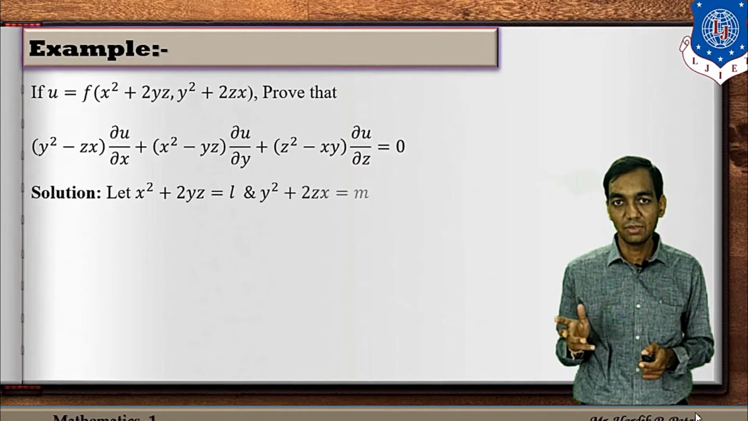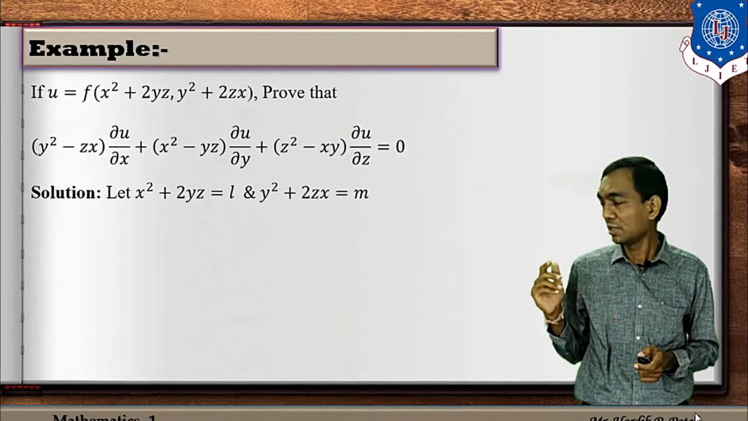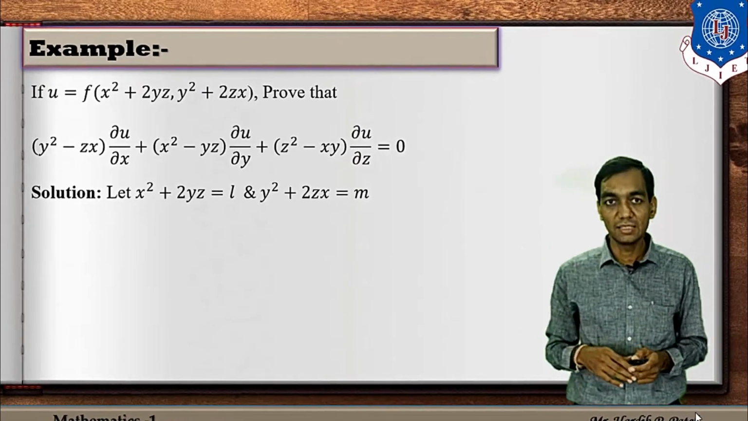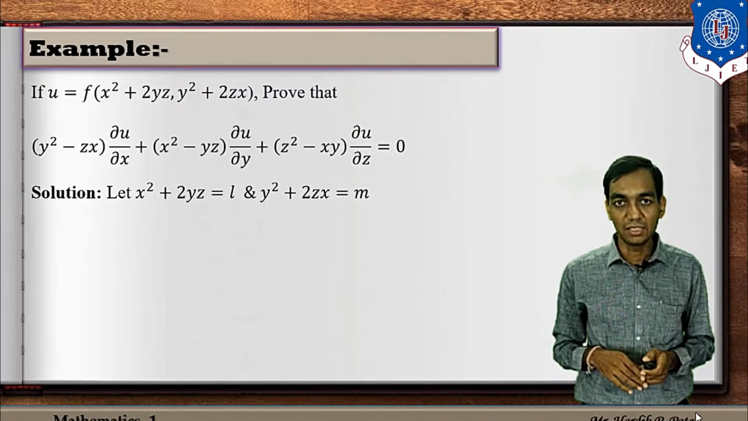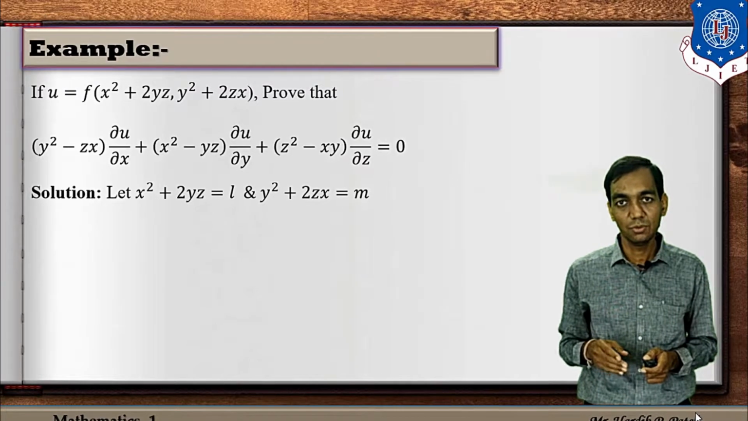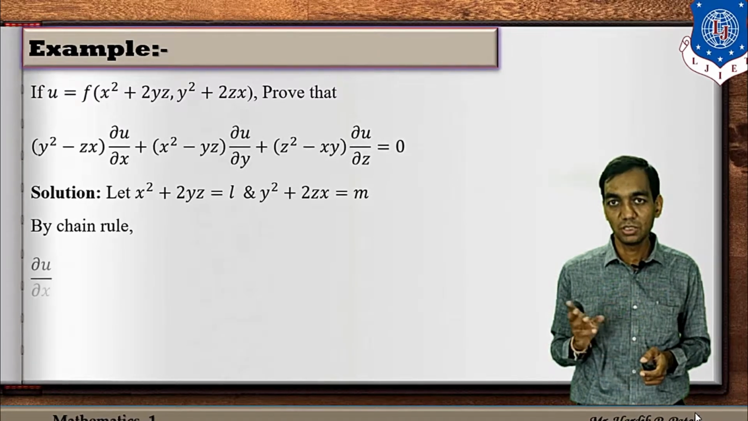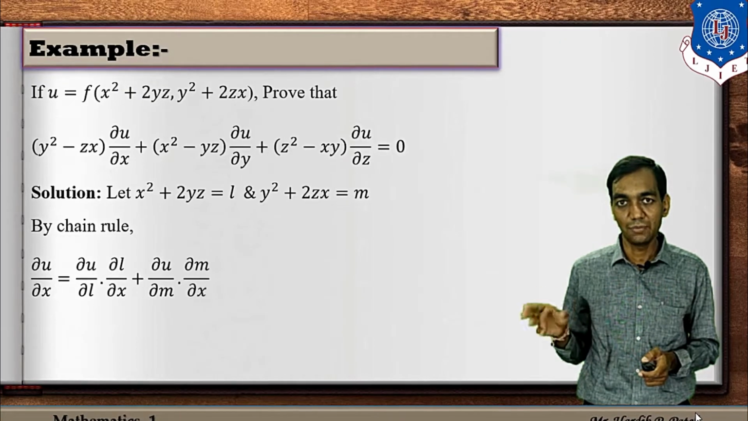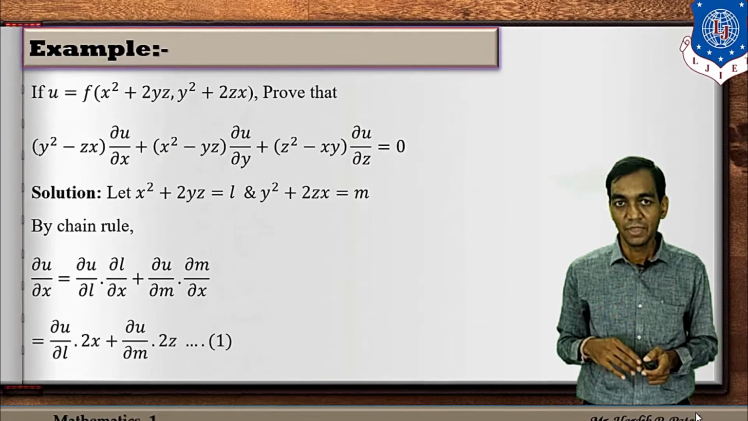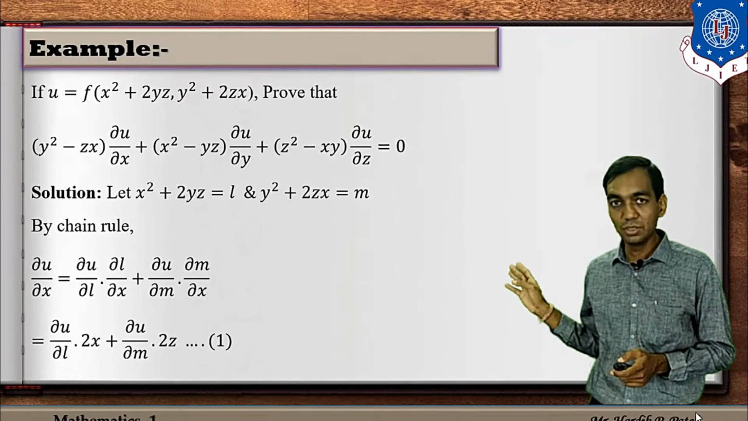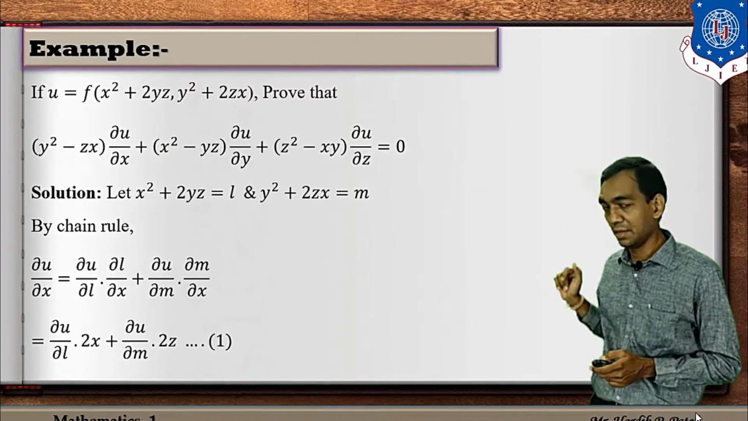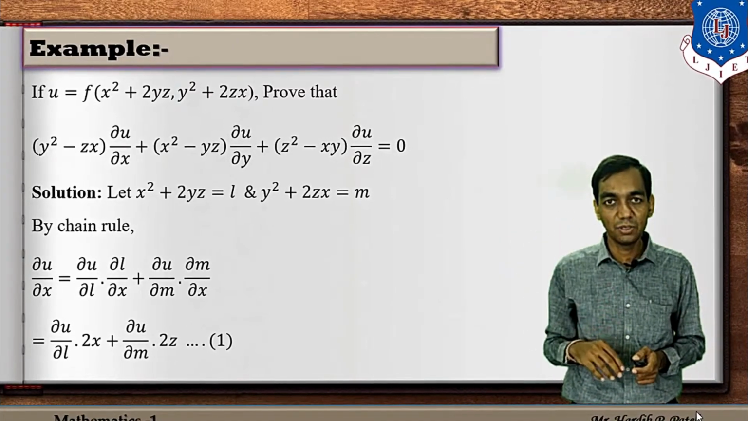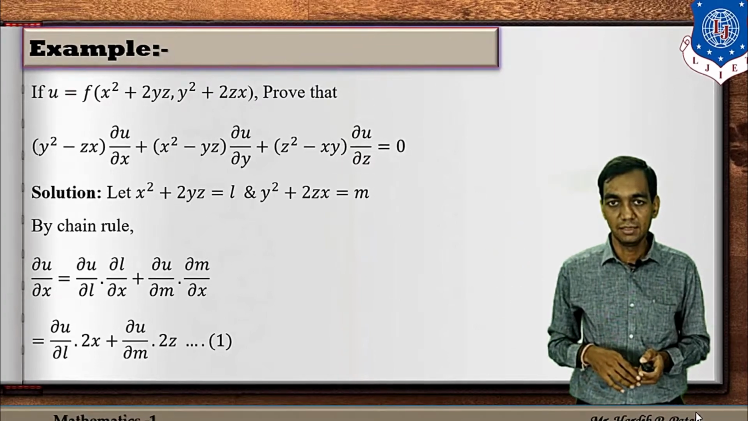Now we are starting with the chain rule. We are going to assume that x square plus 2yz is equal to L and y square plus 2xz is equal to M. So your function is going to be of the form f of L comma M. So if you apply the chain rule, then u is a function of L and M, and L and M are functions of x, y and z.